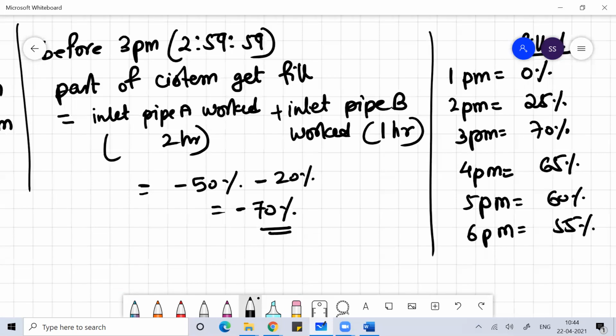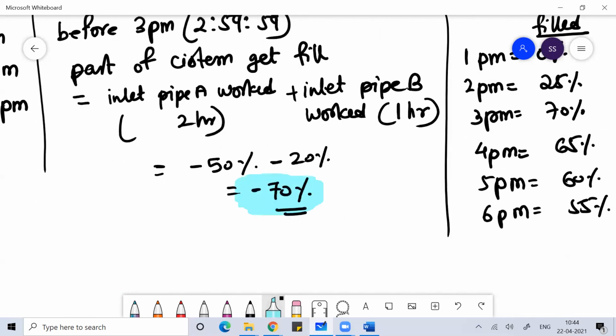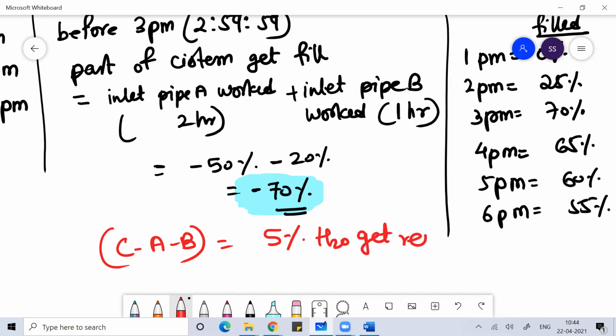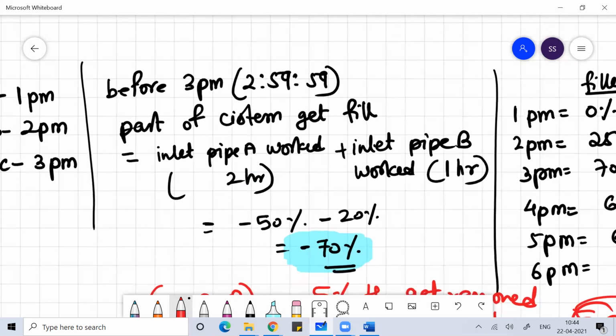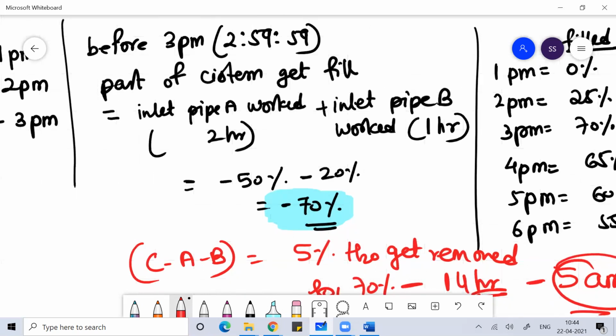So you can understand that 70% of the tank was filled at 3 p.m., and every hour when A, B, and C are working, 5% of water will get removed. So 70% of water will get removed in 14 hours. If you calculate 14 hours after 3 p.m., the answer you will get is 5 a.m. So at 5 a.m. the complete system will get empty. So that is the way you can understand the problem. Different problems can be done differently, and you can understand the relationship like this.